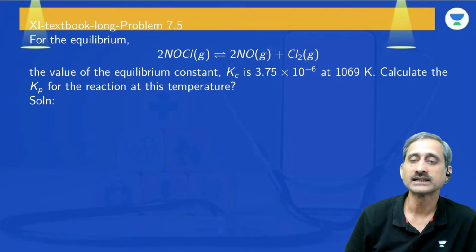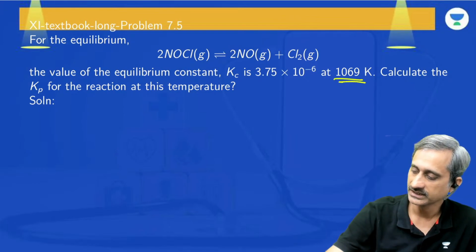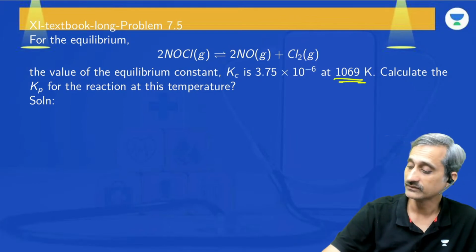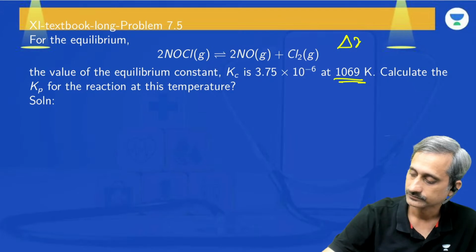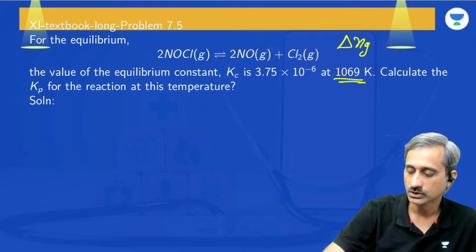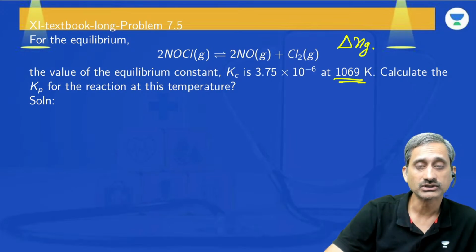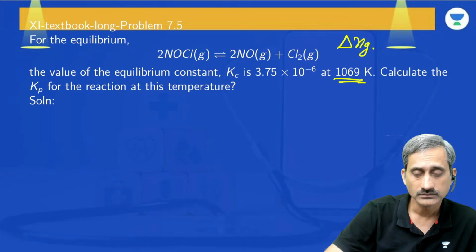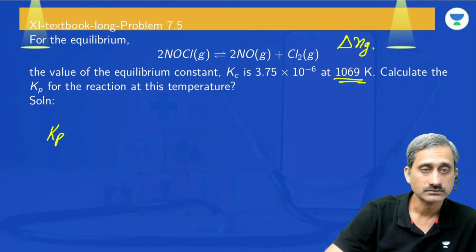Now we need the temperature. Here we need the temperature, and we need delta Ng, because Kp is equal to Kc multiplied by RT raised to power delta Ng. Temperature is given to you. R value is going to be 0.0831 because we are talking about in bar.